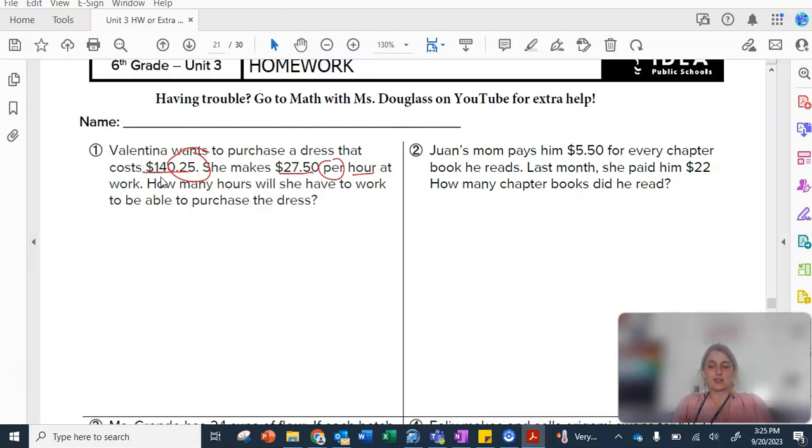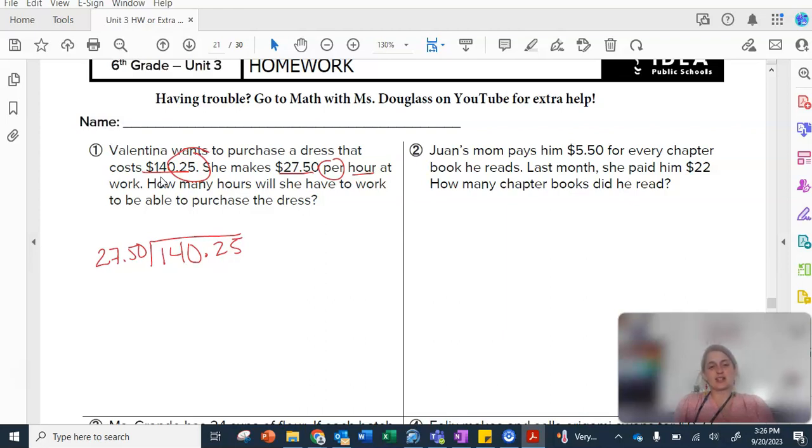So that's not going to be a strategy that works, to count up instead of to divide. Sorry, we have to end up dividing this one because we're going to get probably a decimal answer, like a mixed number, rational number type answer. So when we're dividing, we break up the entire cost of the dress into subsections of how much she makes each hour, because we're trying to figure out how many hours. So how many times do we need that $27.50?